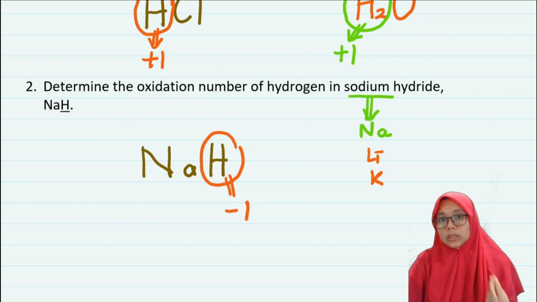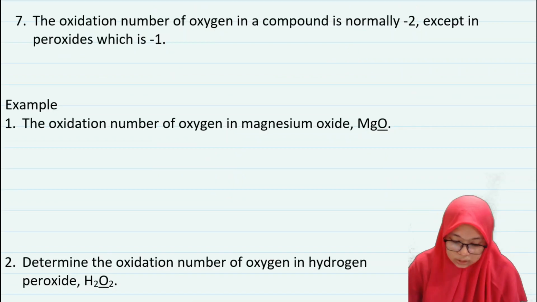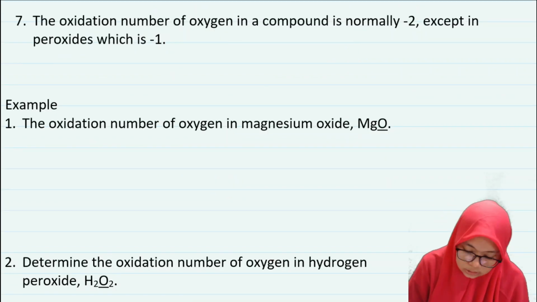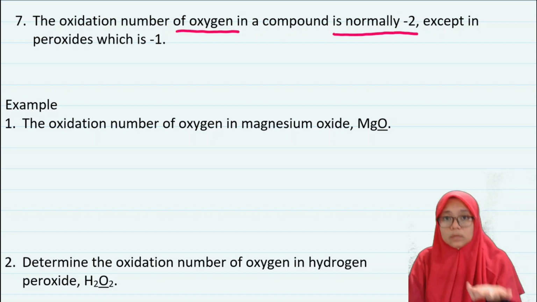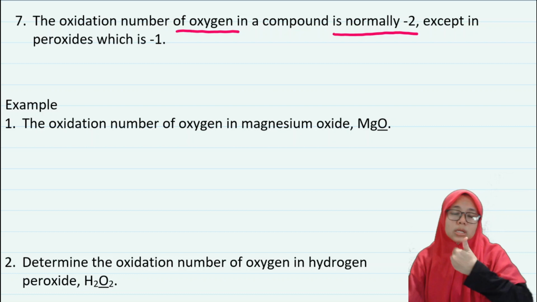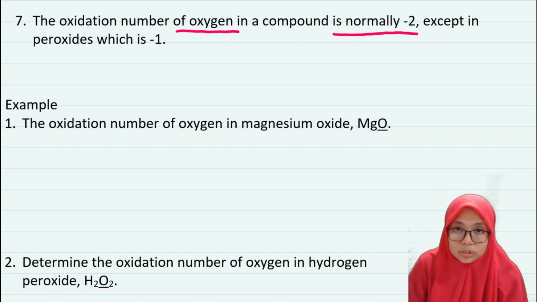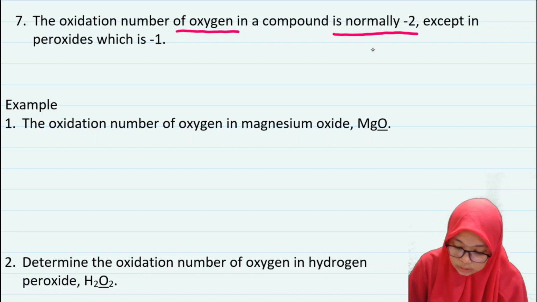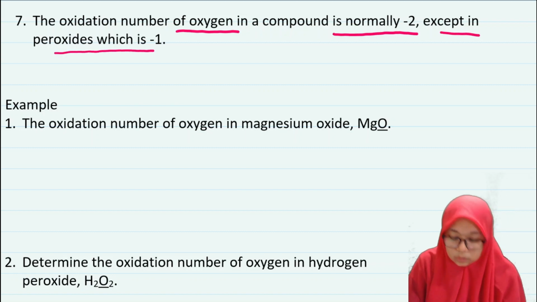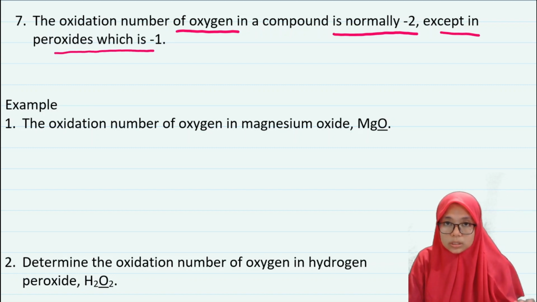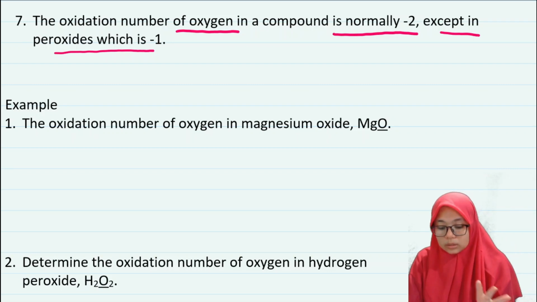Okay, now let's look at rule number 7. It says that the oxidation number for oxygen in a compound is normally negative 2. Why negative 2? Because oxygen is in group 16, so it will receive 2 electrons and become a negative 2 charged ion. So it is normally negative 2 except in peroxides, where it will change its oxidation number from negative 2 to negative 1.